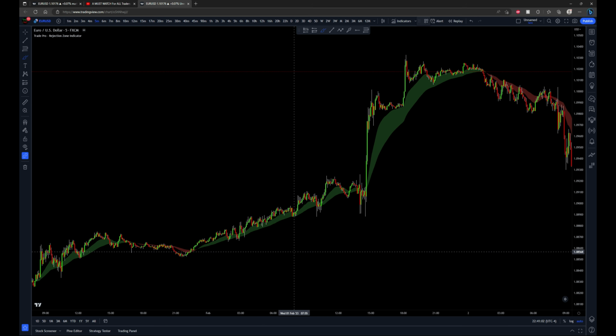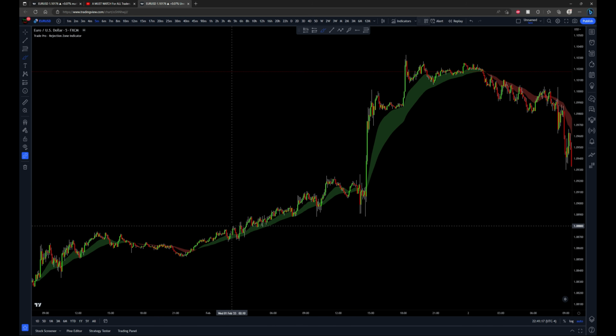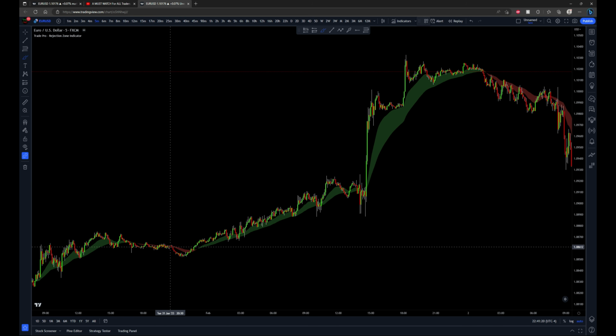Now, to define what a valid pullback is, we're simply going to classify a pullback as when price goes into the cloud, and a valid continuation as after price has gone into the cloud, it continues the trend based on the cloud color for a new high or a new low. So a new lower low in a downtrend, a new higher high in an uptrend after pulling back into the cloud. And a trend failure would be when price pulls back into the cloud and then the cloud flips to the opposite color before the trend can continue for a new higher high or new lower low.